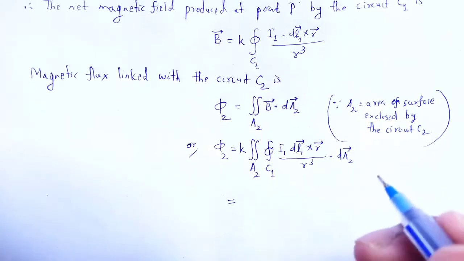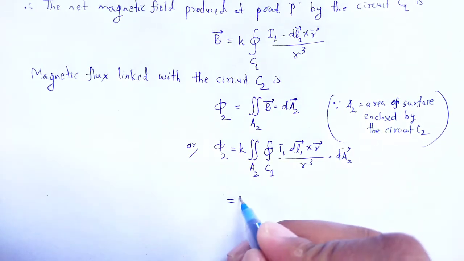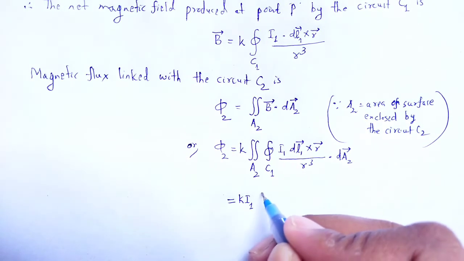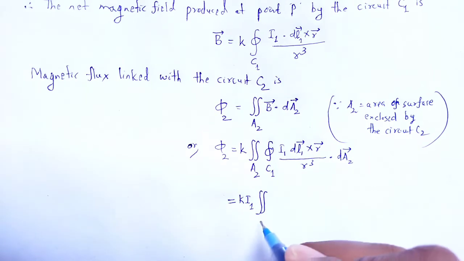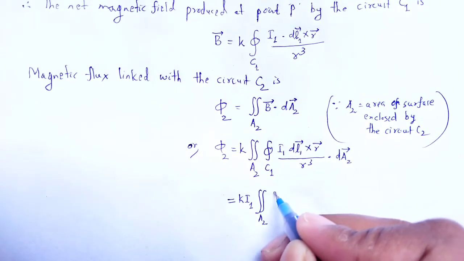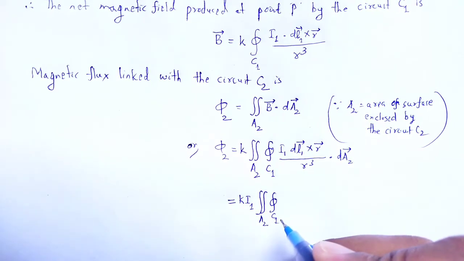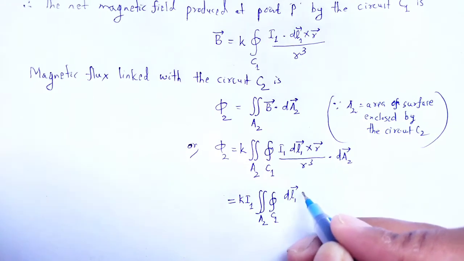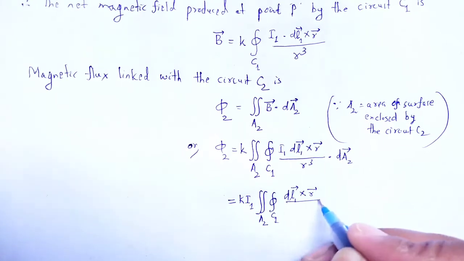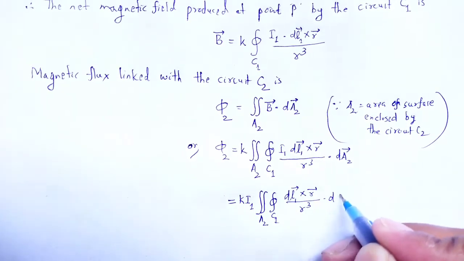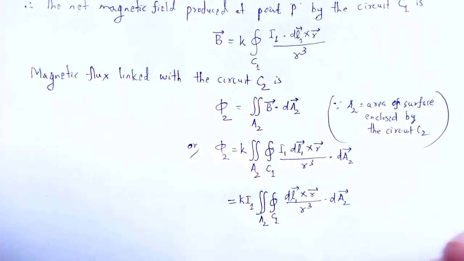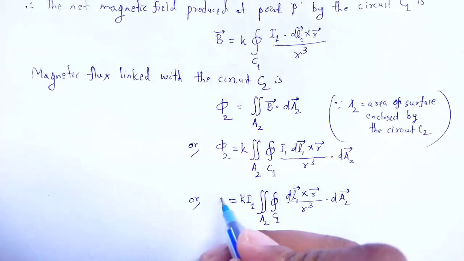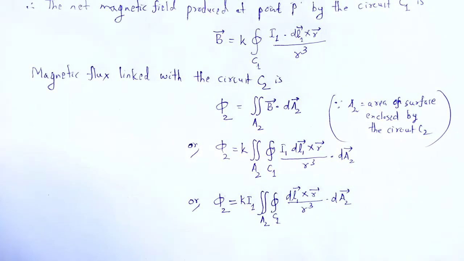Which is equal to K I1 surface integral over A2, closed integral over C1, dL1 cross r vector divided by R cubed, dot dA2. This is for phi 2.